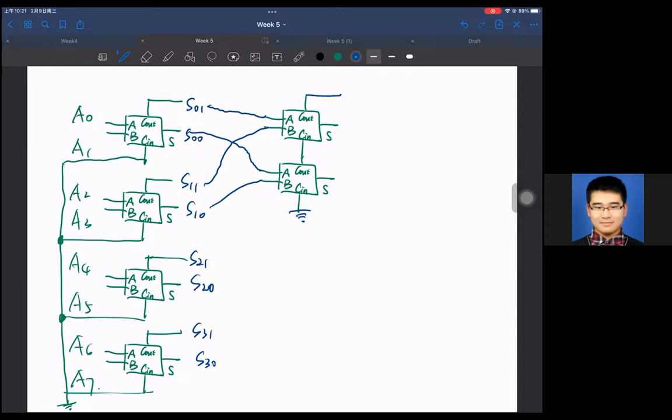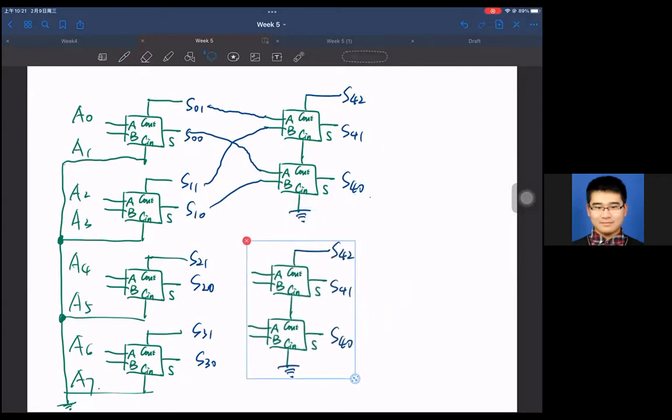But you can see in some cases, let's say we have some more numbers, we can accommodate 1 more input over here, one bit input over here. But here we don't have that, so just ground it. And so for the S, let's give it a name. So for this one, S42, S41, S40. Okay.